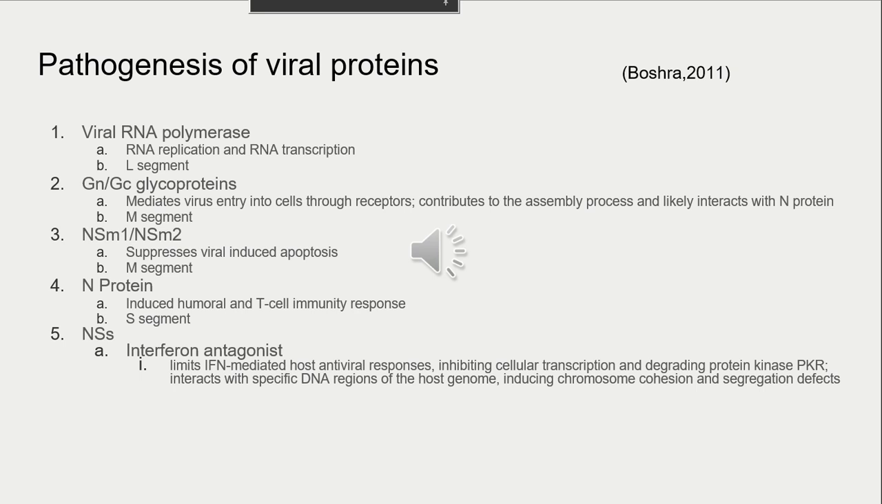NSM1 and NSM2 suppress virus-induced apoptosis. These are produced on the M segment. The N protein is produced on the S segment and induces humoral and T cell immunity responses. The NSS is an interferon antagonist, which limits interferon-mediated host antiviral responses.